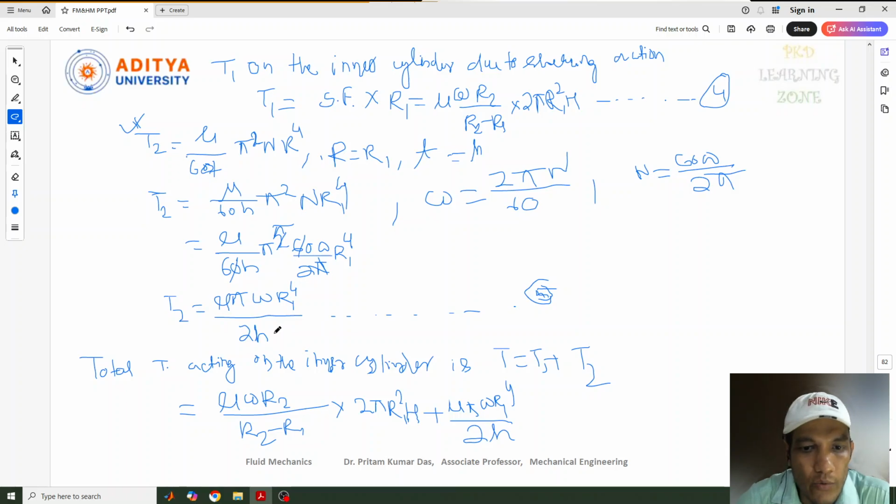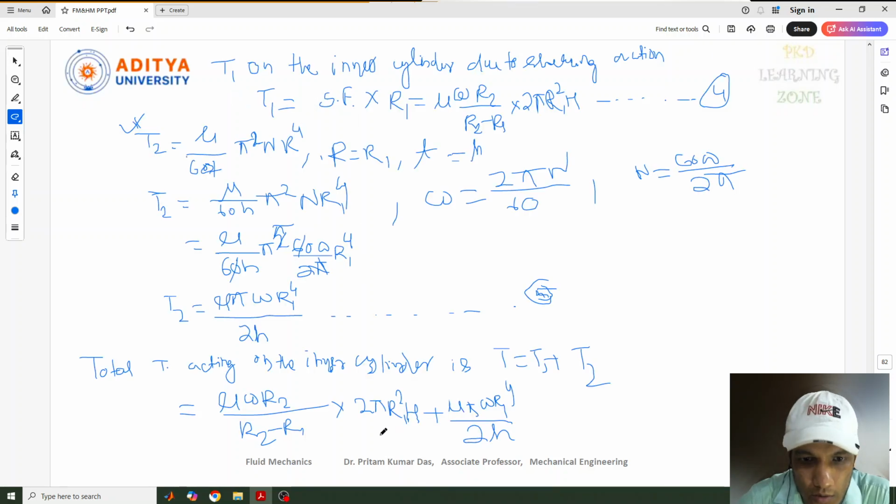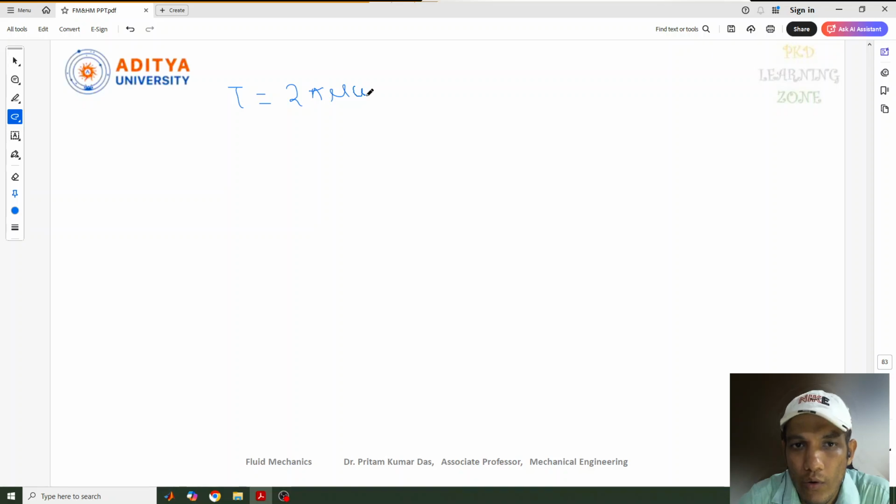Now we'll take some common things from here. So T equal to, what are the common things I can consider? 2 pi, mu, omega also, and R1 square also, since R1 to the 4 contains R1 square. So I'll take 2 pi mu omega R1 square common, and then see what the remaining terms will be.